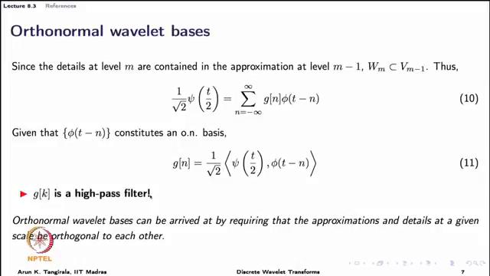Now, what remains to be done is to make sure that my wavelets are orthonormal. What kind of constraints now exist on g?